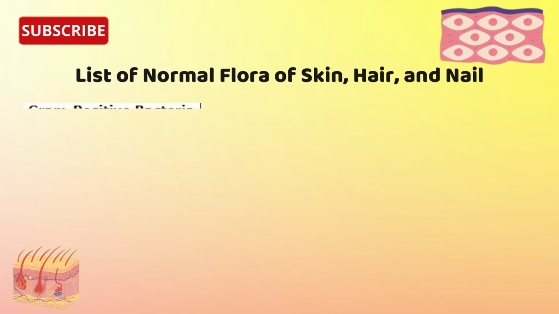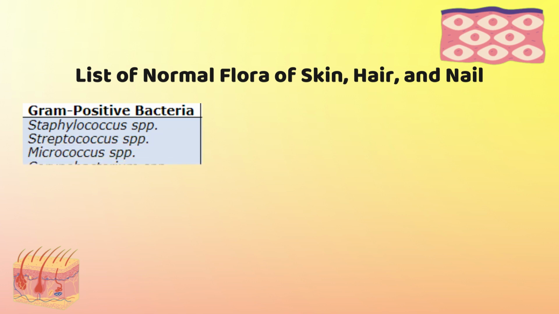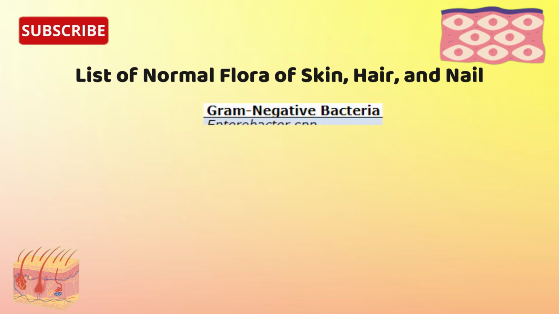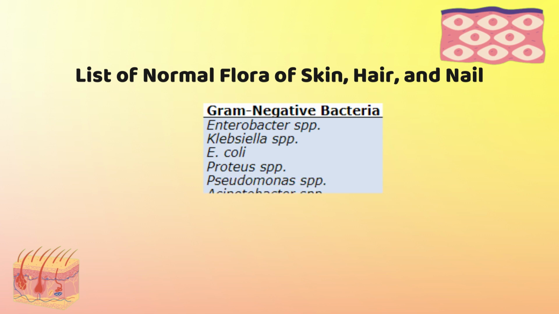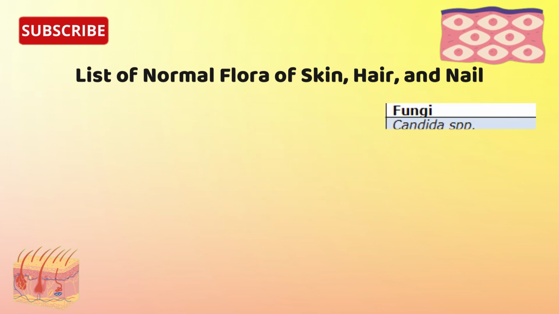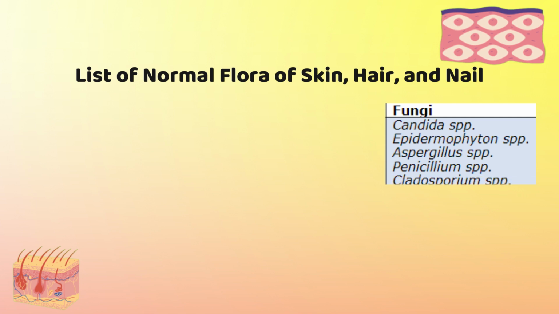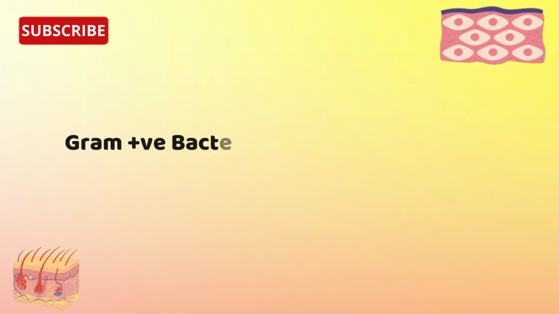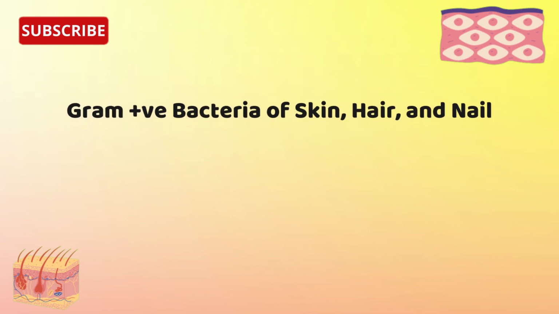In gram-positive bacteria, we have Staphylococcus species, Streptococcus species, Micrococcus species, Corynebacterium species, Propionibacterium species, Bacillus species, Aerococcus species. Whereas in gram-negative we have Enterobacter species, Klebsiella species, E. coli, Proteus species, Pseudomonas species, and Acinetobacter species. For fungi we have Candida species, Epidermophyton species, Aspergillus species, Penicillium species, Cladosporium species, Mucor species, Rhodotorula species, and Malassezia species. Now let's learn about few characteristics of gram-positive and negative bacteria of skin, hair, and nail.